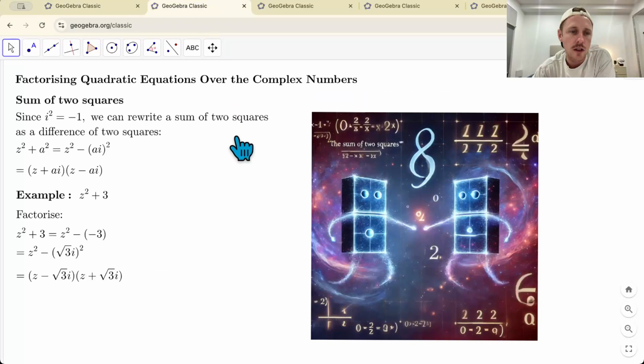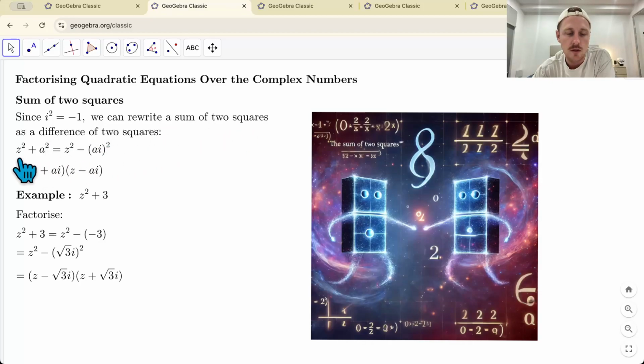If we're to look at factorizing quadratic equations over the complex numbers, one thing we can say, hopefully you're aware in regular quadratic land with real numbers, is that if you've got something like x squared minus 9, then that factorizes to x minus 3 multiplied by x plus 3. But we know in complex land that i squared is negative 1. So we can rewrite a sum of two squares as a difference of two squares.